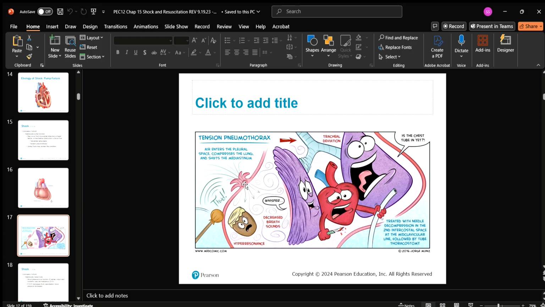So what does that mean for my heart and my good lung? It's going to be compressed with what? Air. It's going to be compressed with air. So every breath I take is just crushing my heart and my good lung more and more and more.